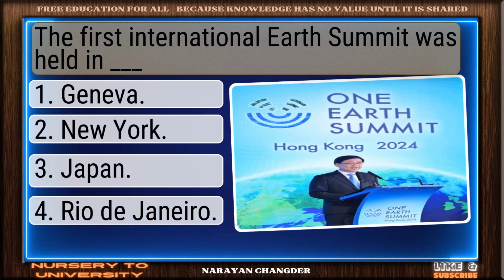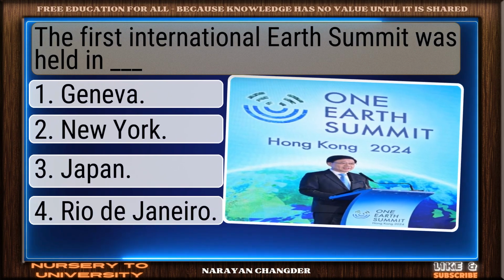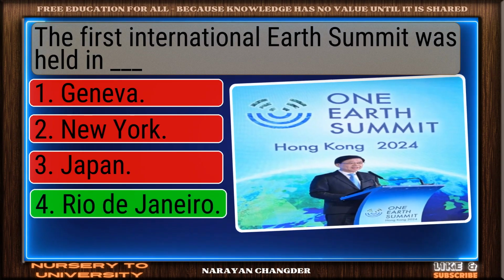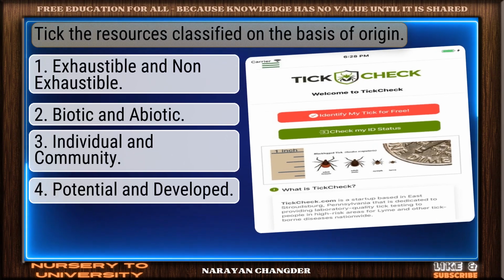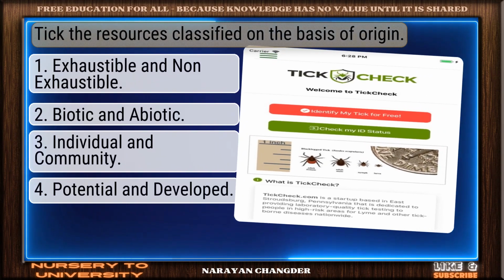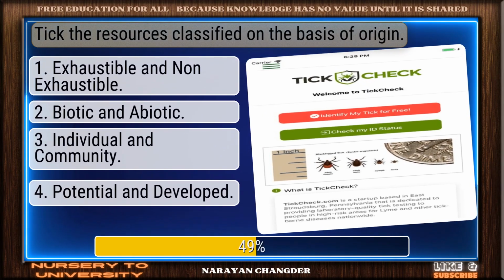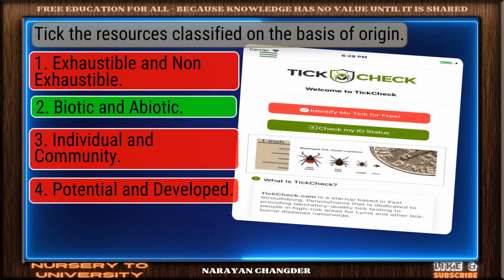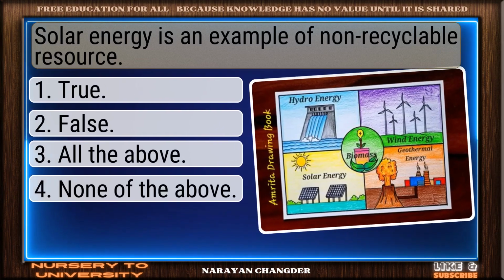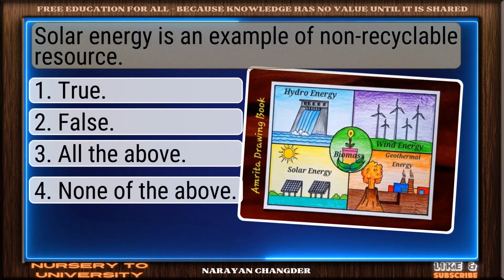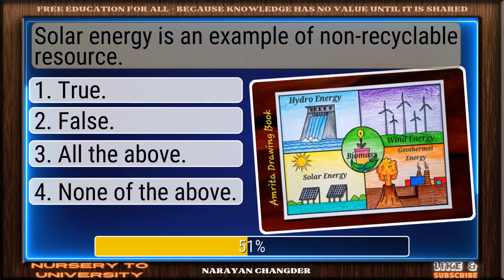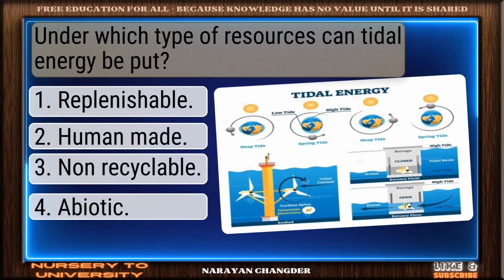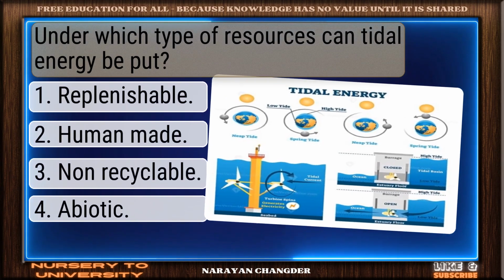The first International Earth Summit was held in dash. Valid point. Rio de Janeiro is true. Tick the resources classified on the basis of origin. Solid response. Biotic and abiotic is valid. Solar energy is an example of non-recyclable resource. Perfect. False is the one. Under which type of resources can tidal energy be put?